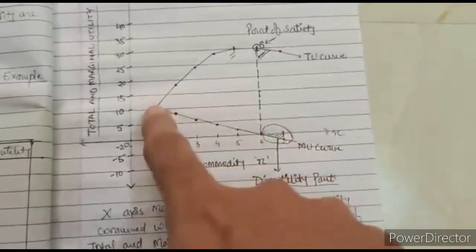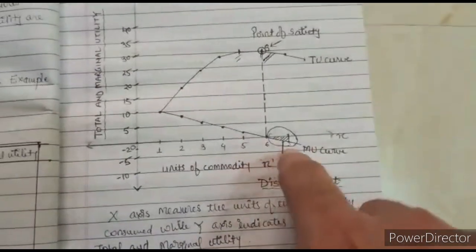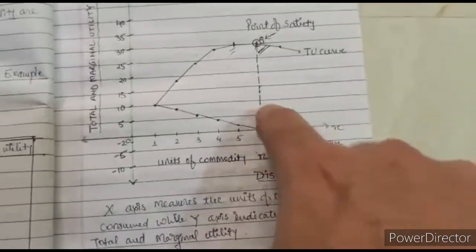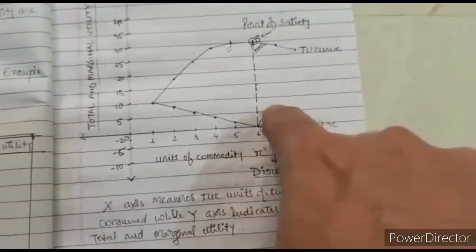This portion is called the disutility portion. This curve is the MU curve. This curve is the total utility curve. So here he has a disutility. That means he starts to feel ill effects of the consumption after consuming the 7th mango.